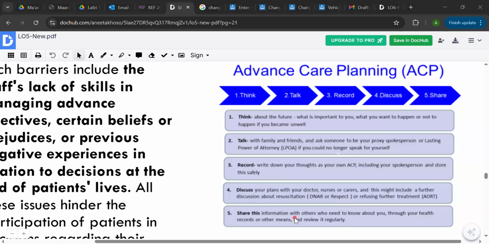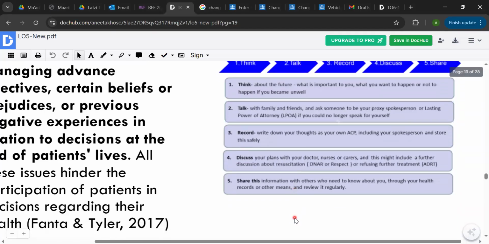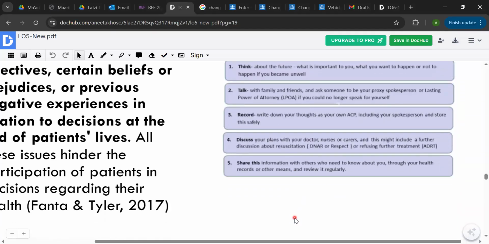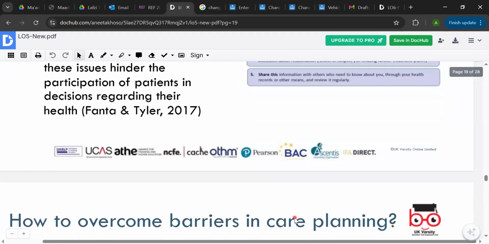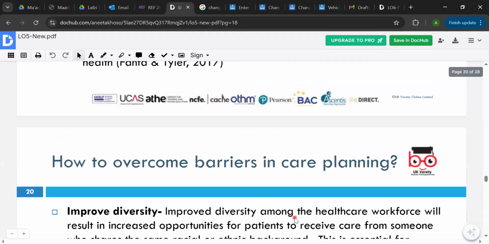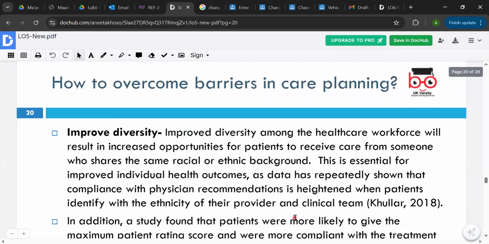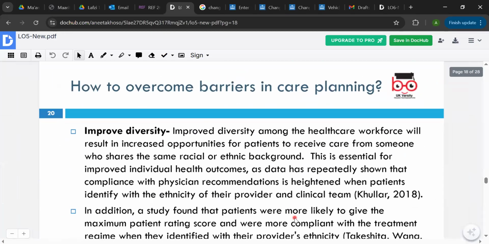Then it is discussing your plans with your doctor, nurses, or carers, and this includes a further discussion about resuscitation. So do you want a DNR, or do you want a respected way of dying, or refusing further treatment? And share this information with others who need to know about you through your health records or other means, and review it regularly. So people, even when they're not dying, decide how they want to die best. They want to donate their organs or stuff like this, which can also be discussed earlier.